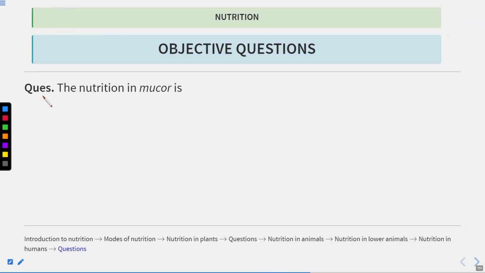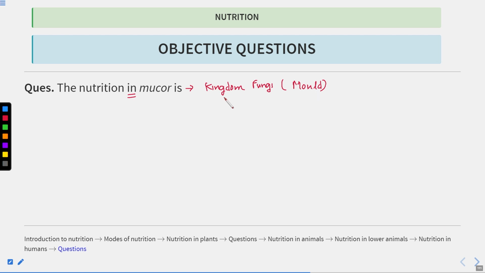Now, coming to the next question. Nutrition in mucor is. Alright. So what is a mucor? Mucor belongs to the kingdom fungi. Alright. And it is a kind of a mold. Okay, mucor is a mold and belongs to the kingdom fungi.